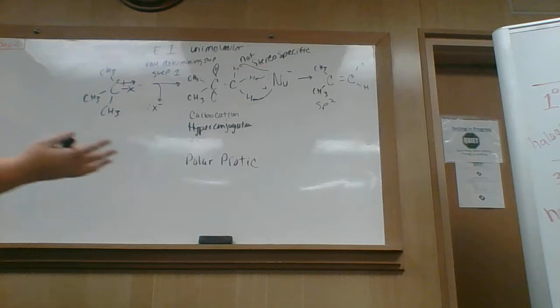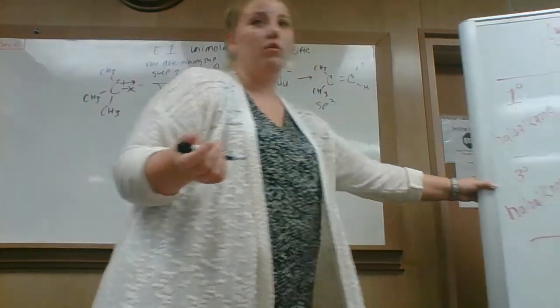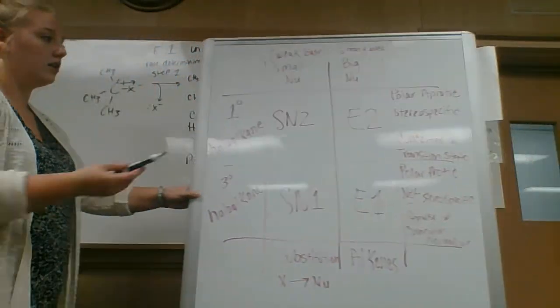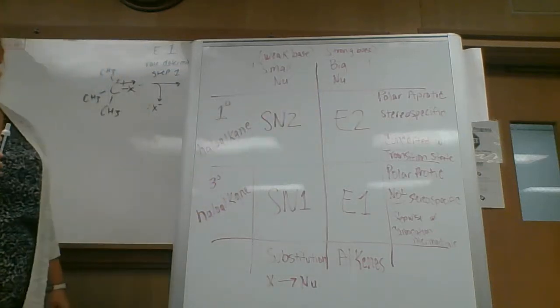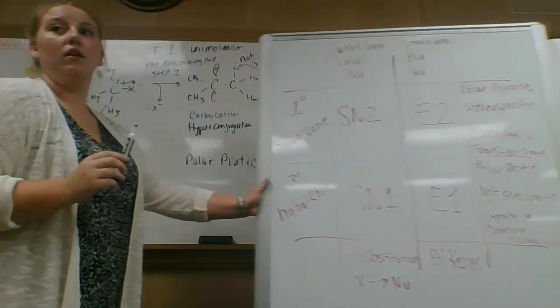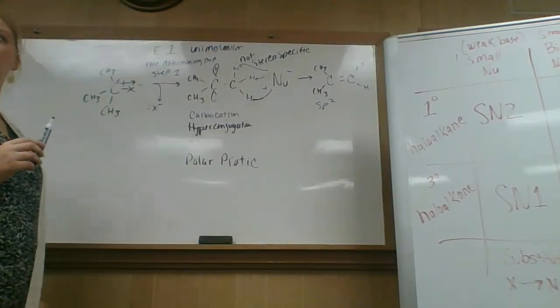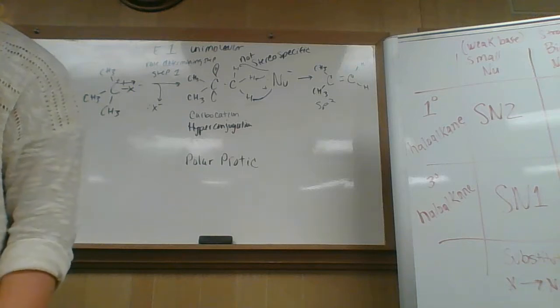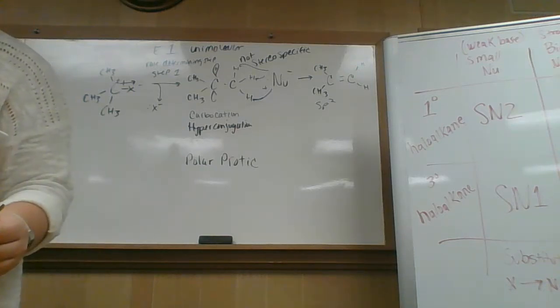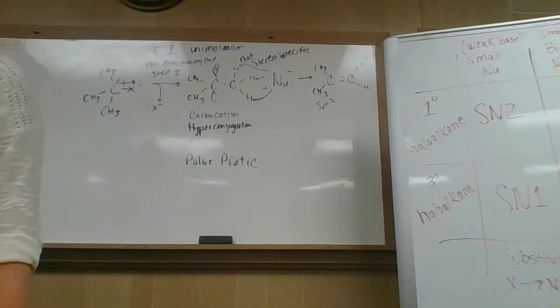Now again, just like when we were looking at SN2 versus E2, the big difference is the size of your nucleophile. Oh yeah, some of the paper says equal substitution. Yeah, that's a typo. Good catch.